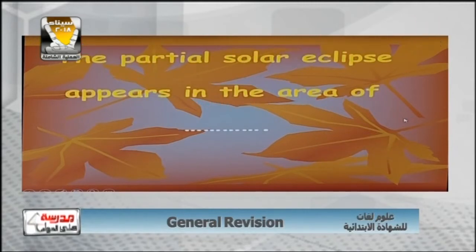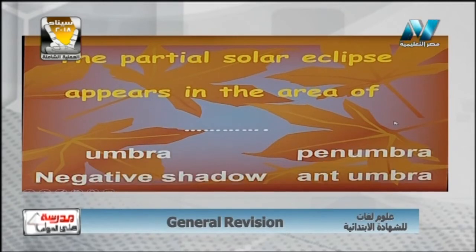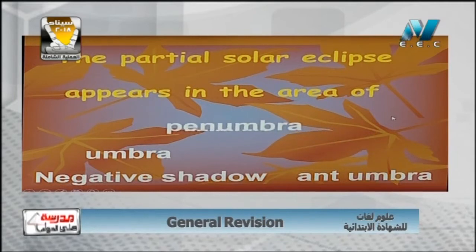The partial solar eclipse appears in the area of what? We have solar eclipse and we have lunar eclipse. Appears in the area of what? We have umbra, we have penumbra, we have negative shadow and umbra. So we have partial, خلي بالنا, solar eclipse, not complete solar eclipse, as we have here penumbra. So the partial solar eclipse appears in the area of penumbra.